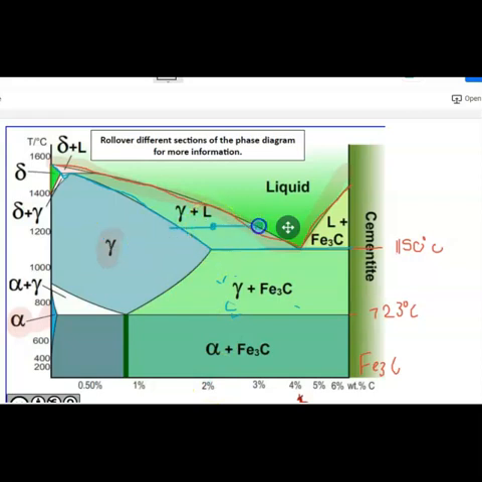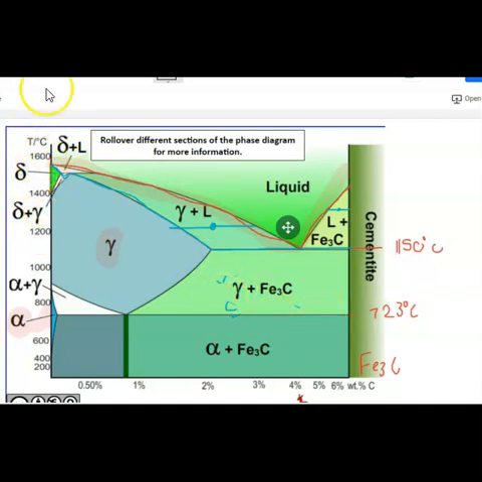Alpha, liquid. This liquid consists of iron plus the carbon as well. Okay. I want to find out what's here. Cementite, and the other one is liquid. I want to find out what's in this tiny region, alpha and the liquid. So now you know how to find out different phases, how to fill up that one. And I know the temperature is 723 and that one.